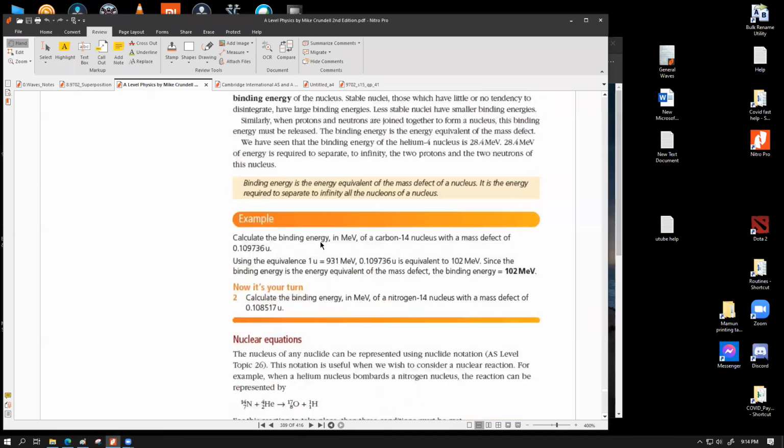The question says calculate the binding energy in megaelectron volt of a carbon-14 nucleus with a mass defect of this much. Okay, binding energy in megaelectron volt. Well, this is not very difficult. 1U equals 931 megaelectron volts. So at equal to atomic electrons.